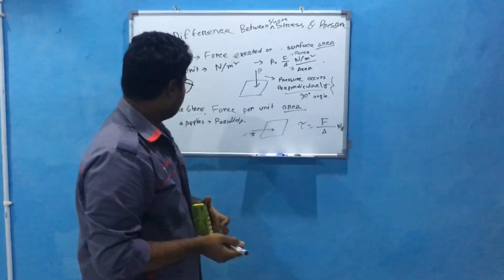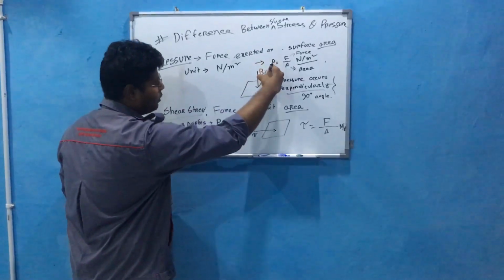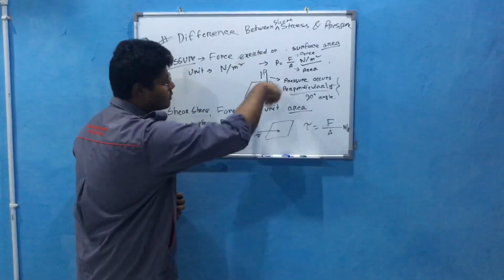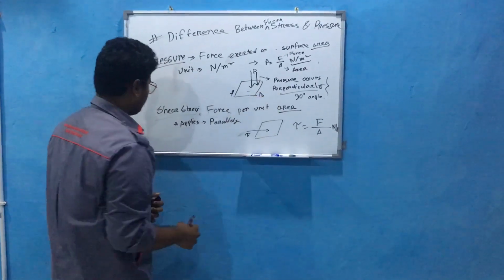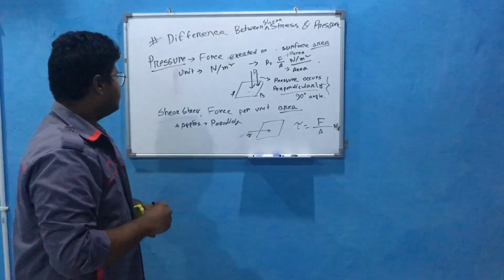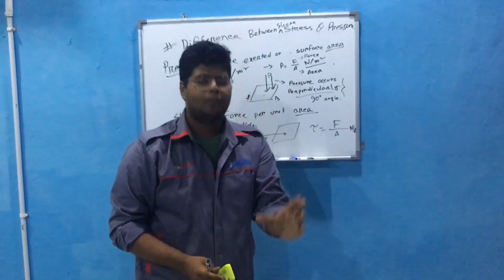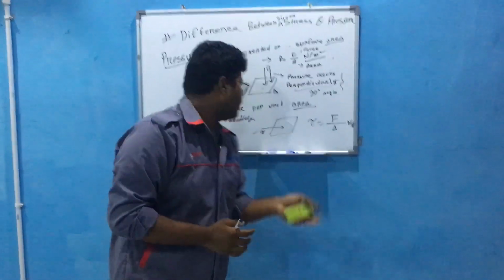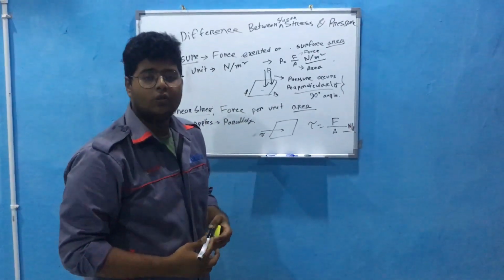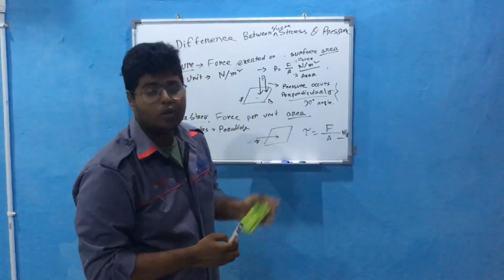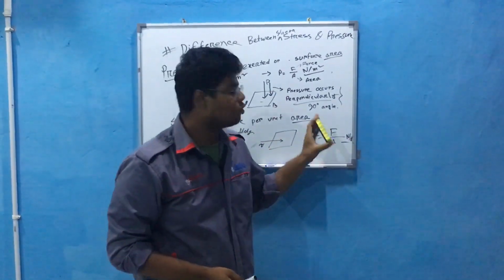Now, another thing. Here we are seeing that we are applying this force P on the surface AB of the object. Another thing is shear stress. So what is shear stress? Shear stress is nothing but pressure. It is also the same as pressure, because the unit of shear stress is also Newton per meter square. We know the unit of pressure is Newton per meter square, and the shear stress unit is also Newton per meter square.